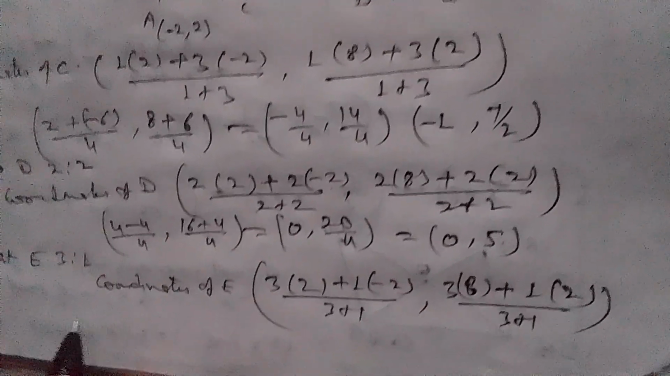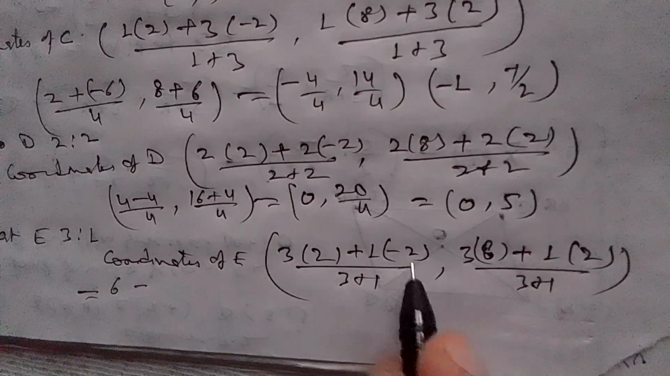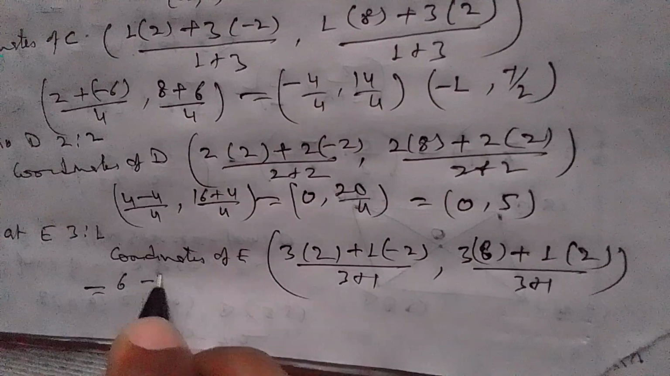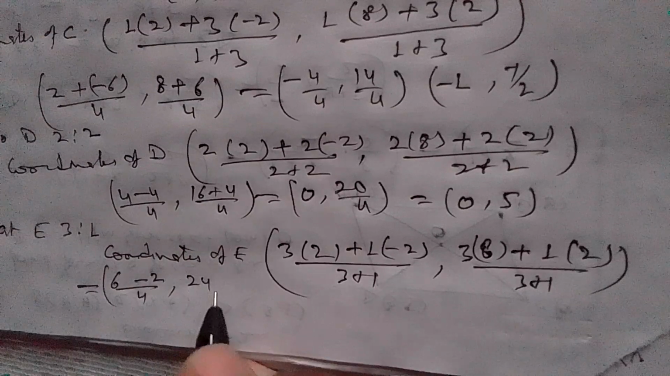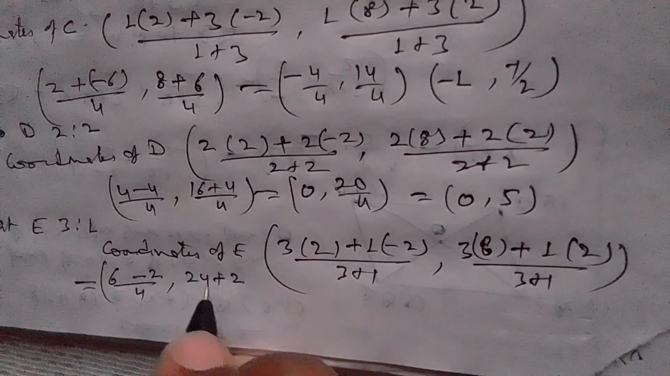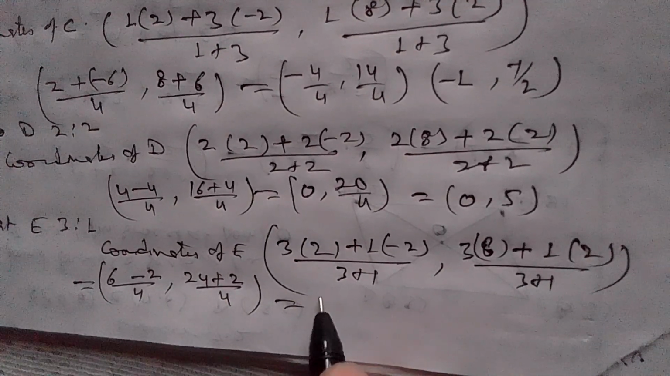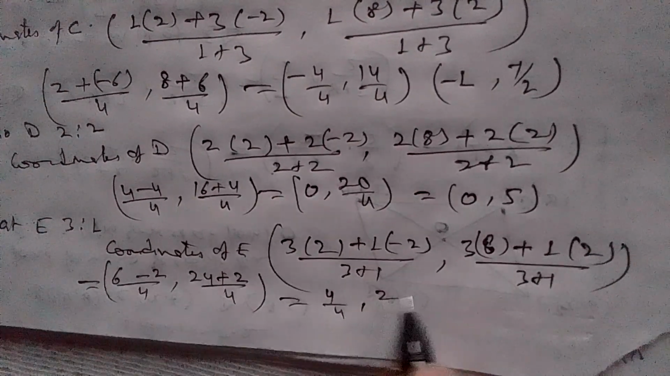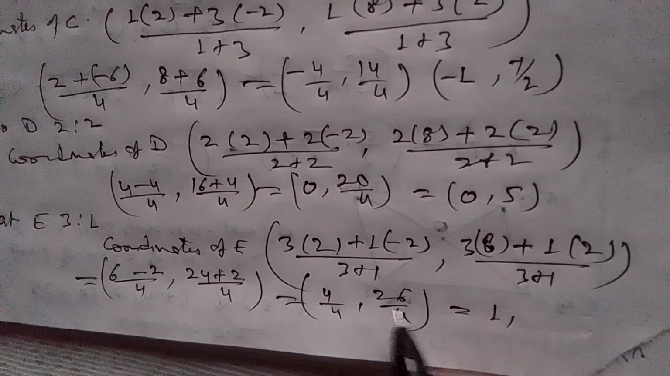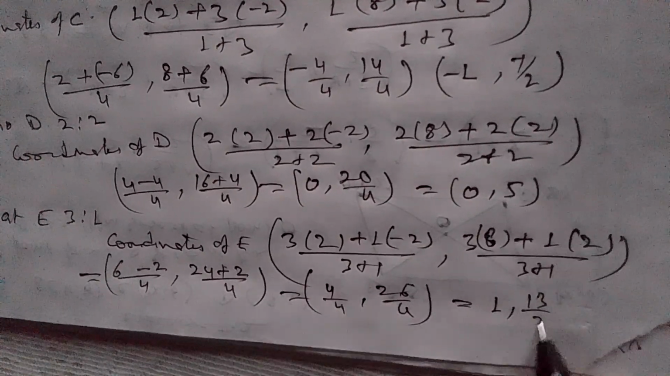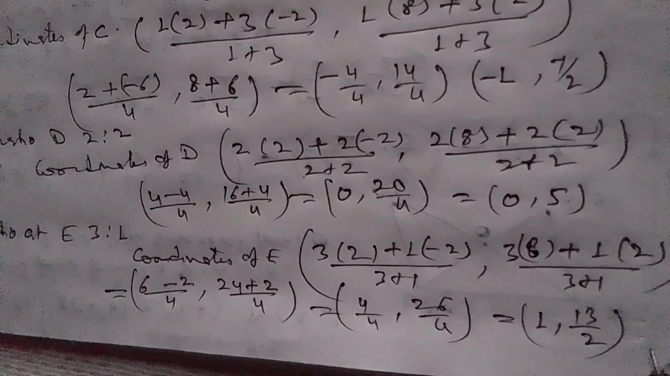So the coordinates of point E become 3 into 2 is 6 plus minus 1 multiplied by minus 2 divided by 4, 3 plus 1 is 4, comma 3 into 8 is 24 plus 2 divided by 4. So coordinates of point E are 6 minus 2, 4 by 4, comma 26 divided by 4. So 4 by 4 comes out to be 1, 26 divided by 4 comes out to be 13 by 2. So these are the coordinates of C, D, E points. So this is the answer of the 9th question.